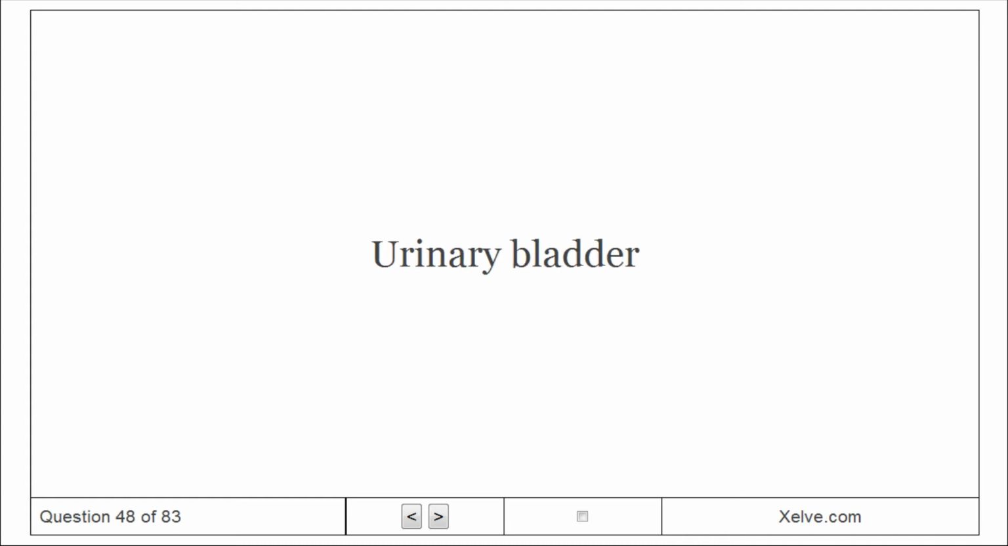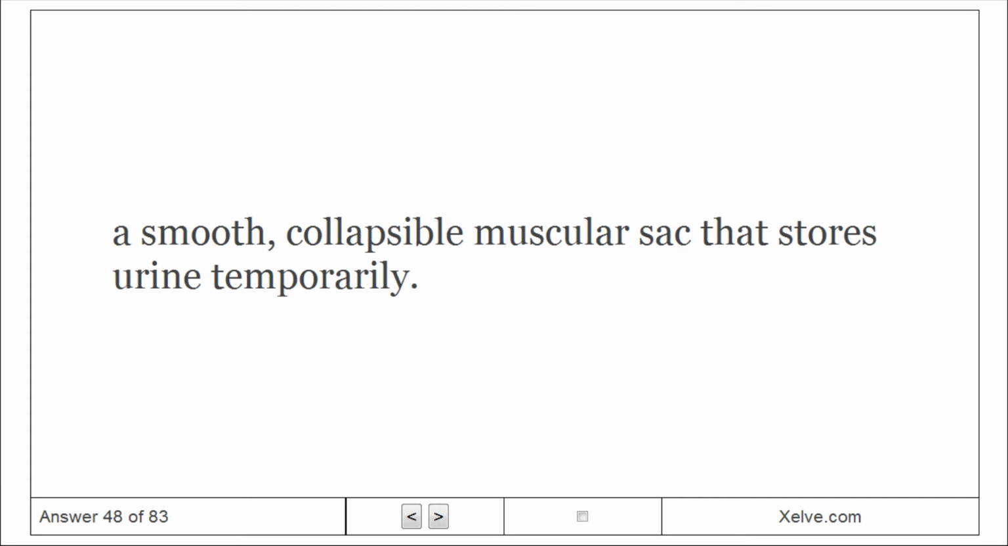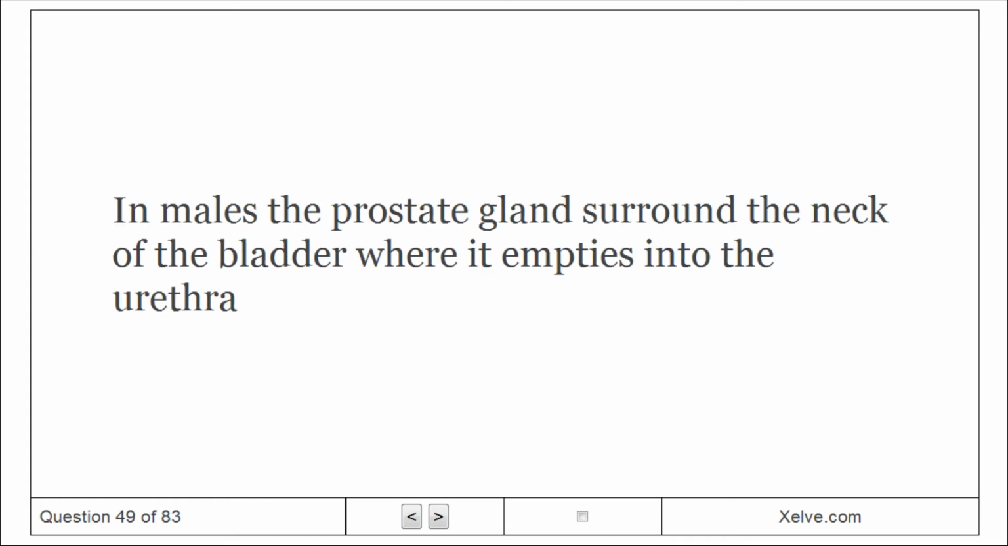Urinary bladder. A smooth, collapsible muscular sac that stores urine temporarily. In males, the prostate gland surrounds the neck of the bladder where it empties into the urethra.